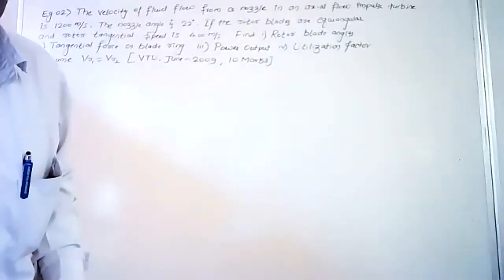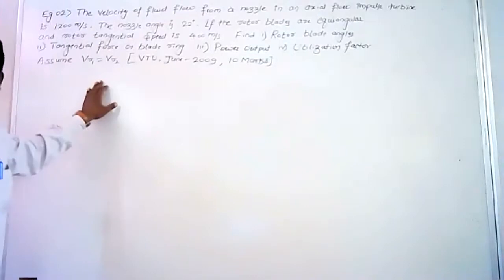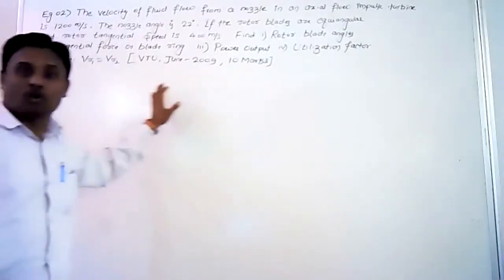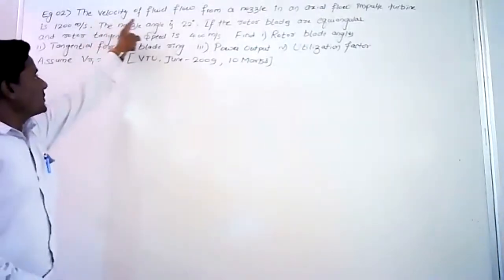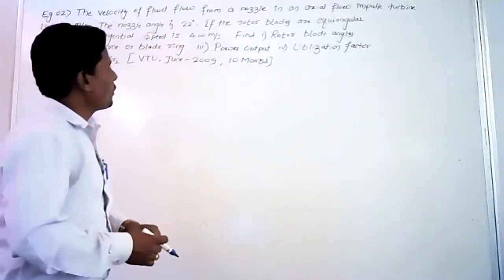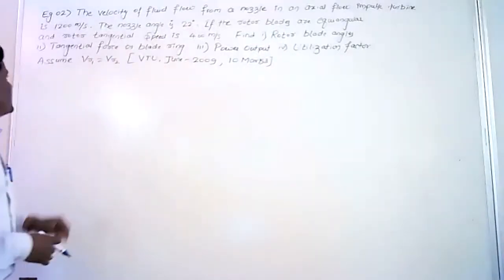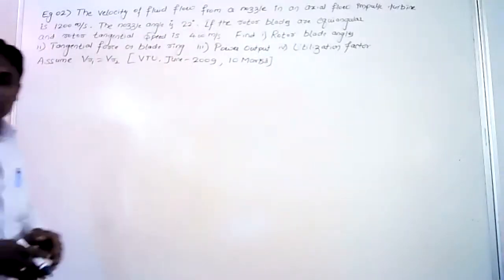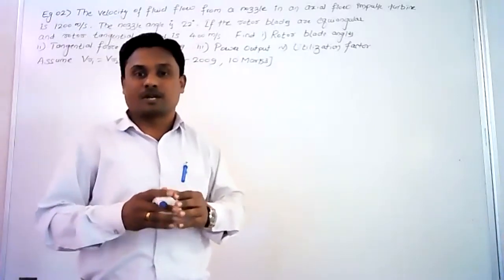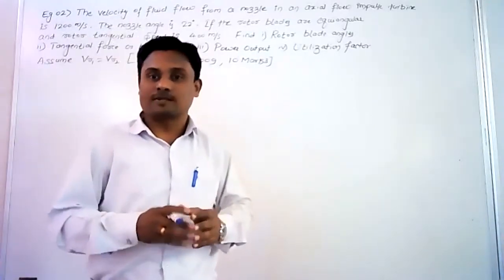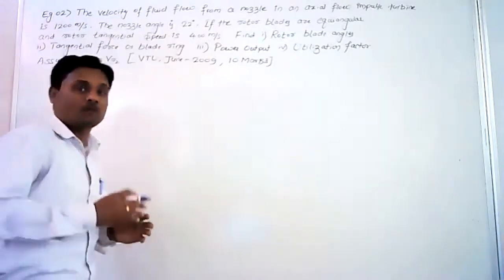Look here carefully. This is the second numerical on energy exchange in turbo machine, that is model number 2. Let's read the problem carefully. The velocity of fluid flow from a nozzle in an axial flow impulse turbine is 1200 meter per second. The exit velocity from the nozzle is represented by V1, which is also known as the absolute velocity of fluid.